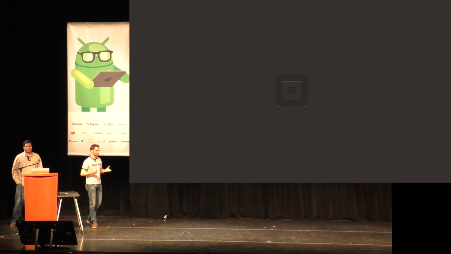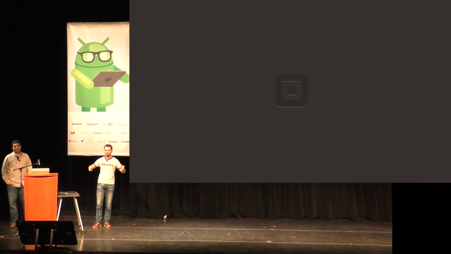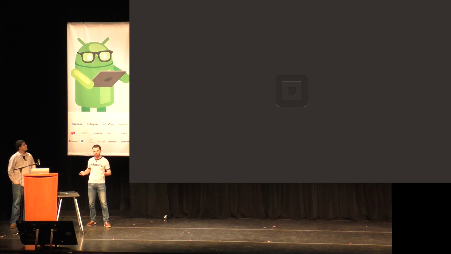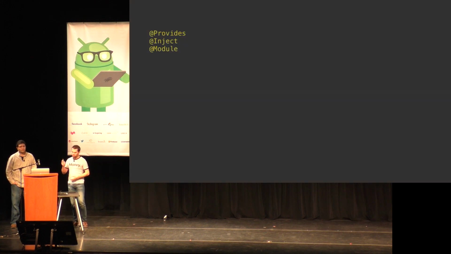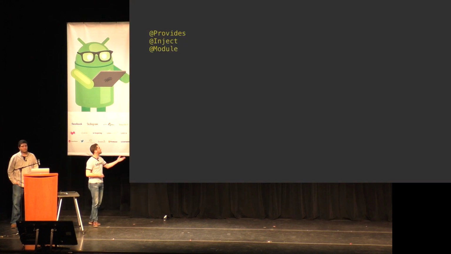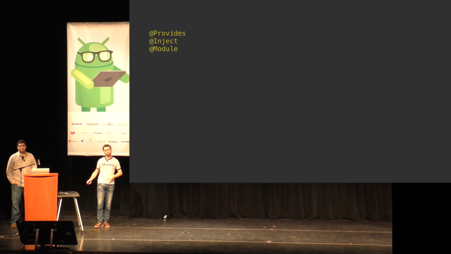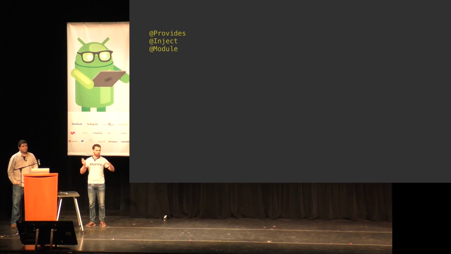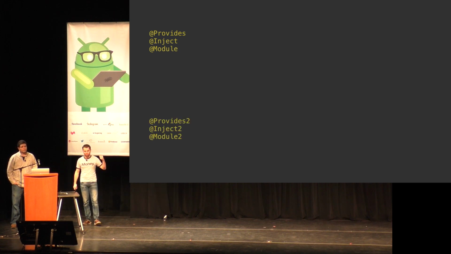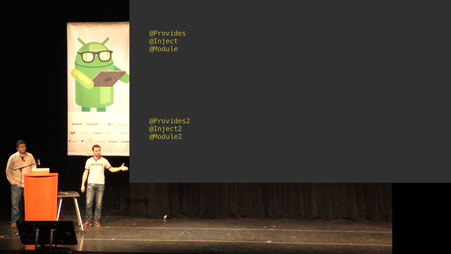What can we do? If we can't just migrate everything, just switch out and replace a few classes here and there, how can we get Dagger 1 and Dagger 2 to cooperate and work together? So with Dagger 1, we had these annotations @Provides, @Inject, @Module. Well, what if we were to use different annotations for Dagger 2 so that the Dagger 1 compiler focuses on Dagger 1 and the Dagger 2 compiler focuses on the Dagger 2 classes, and they don't mess with each other? So that's what we did. We introduced @Provides2, @Inject2, and @Module2.